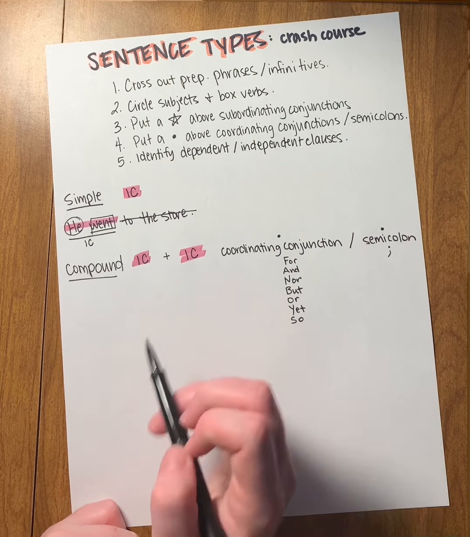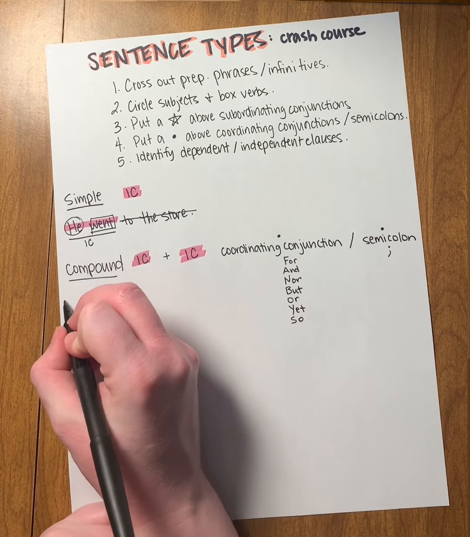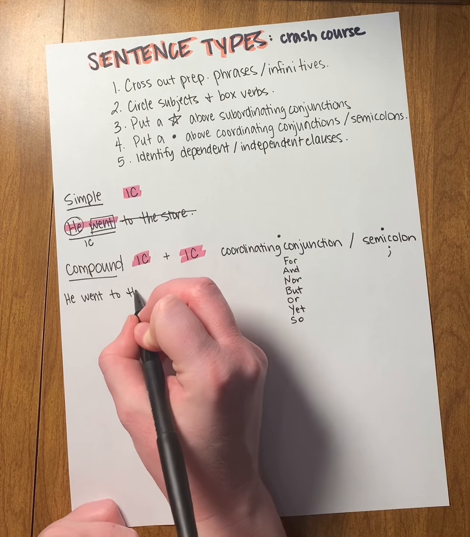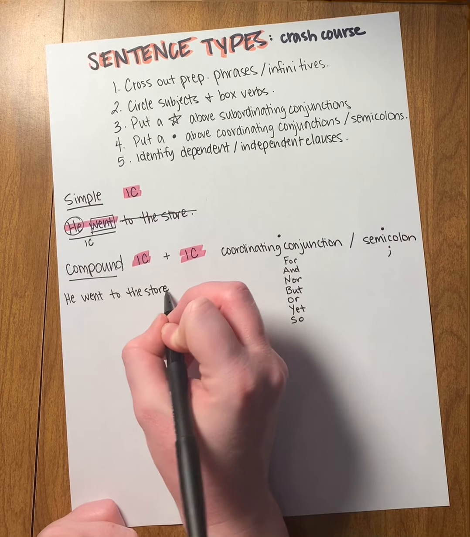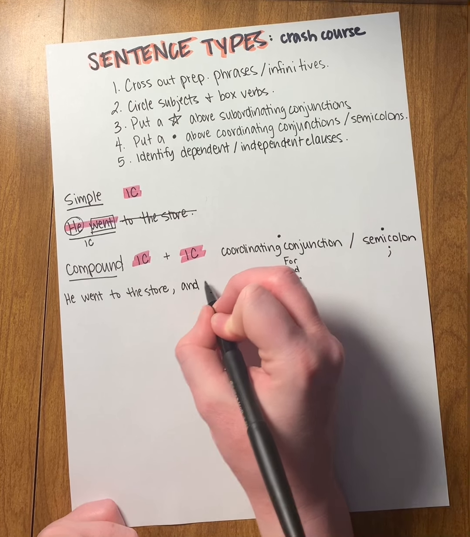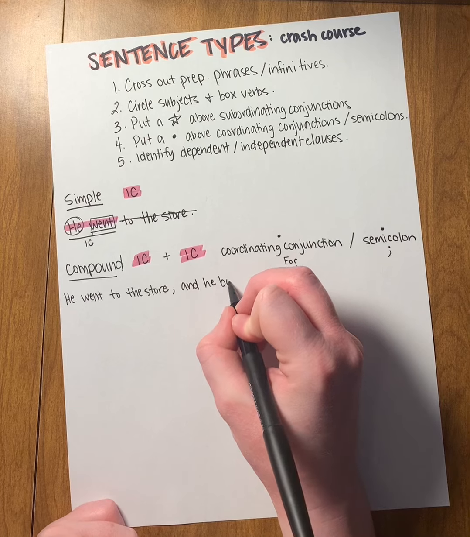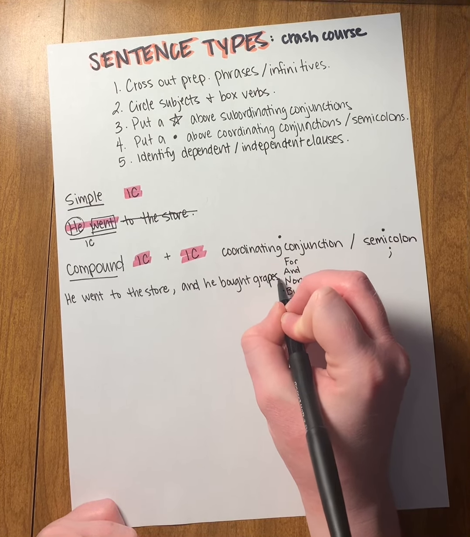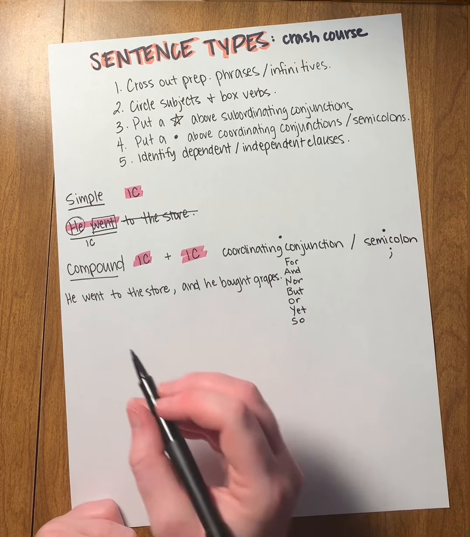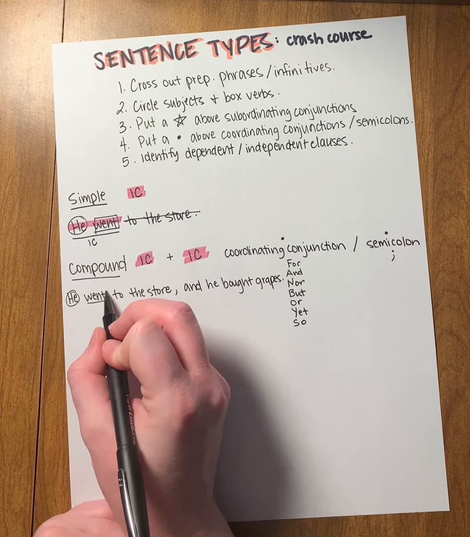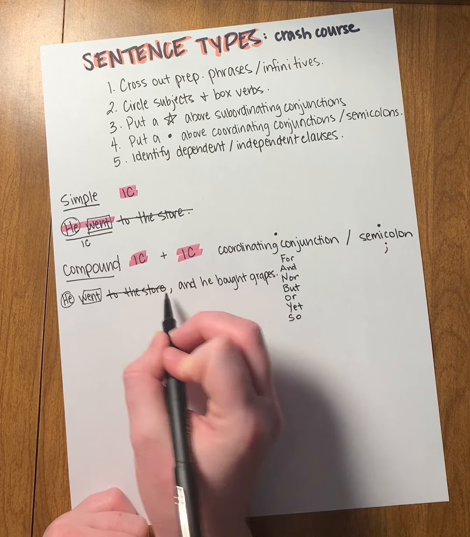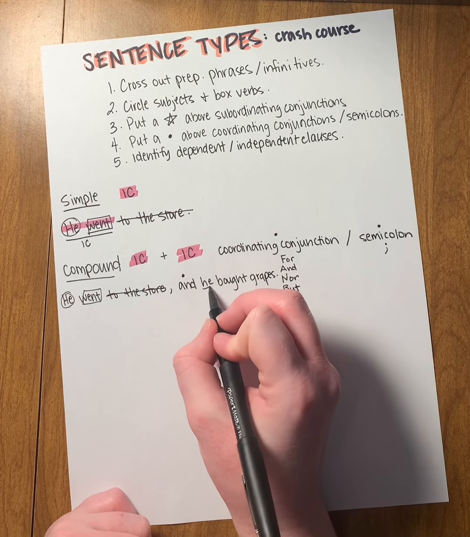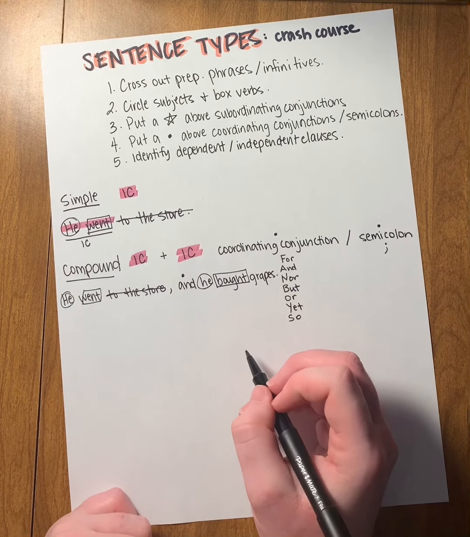So a compound sentence has 2 independent clauses. For example, I might say, he went to the store, comma, and he bought grapes. Okay, we see here I've got a subject, he went. I can cross that out. I've got a comma and a coordinating conjunction, another subject, and another verb, he bought.